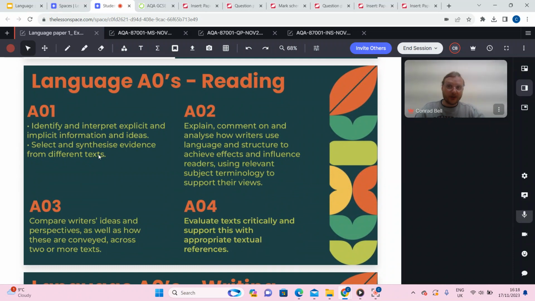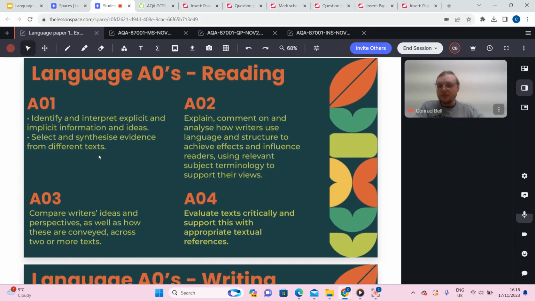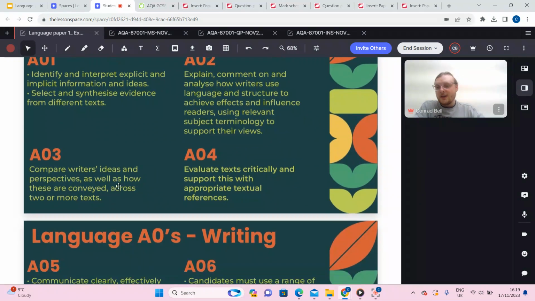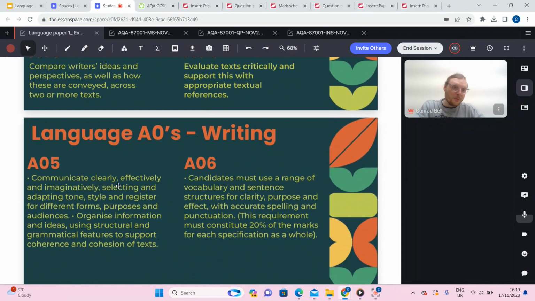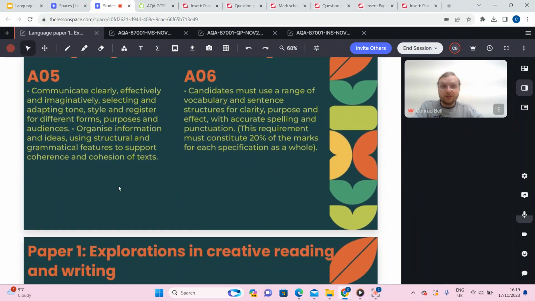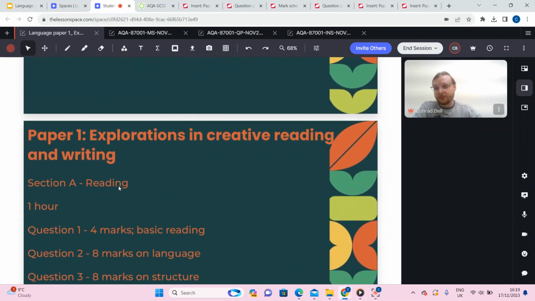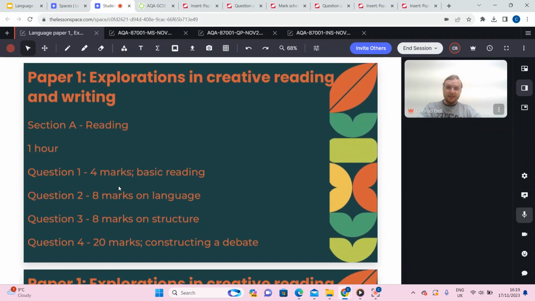this is just a little refresher of those AOs in the language paper. If you've forgotten what they are, you can pause and give them a read through. We're going to be comparing these with the mark scheme in a bit anyway. And here are the separate ones for writing, if you want to pause and read. And then again, here is just a reminder of what the questions are.